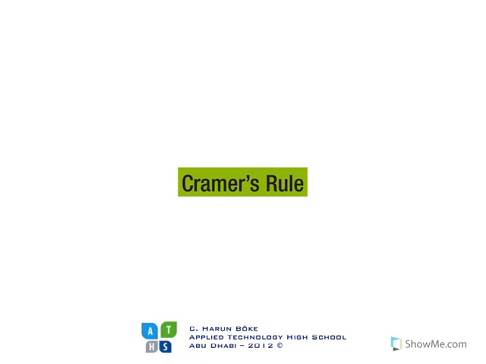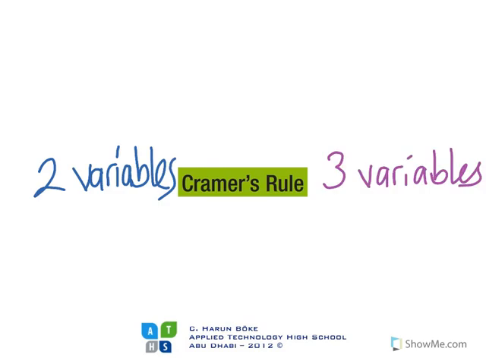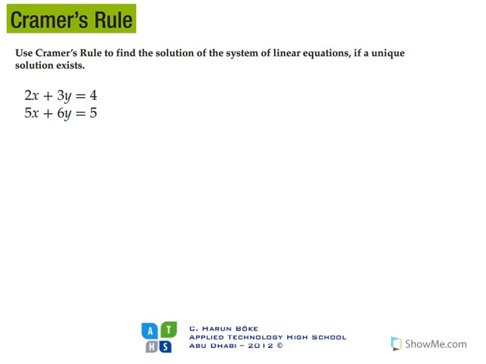In this video we are going to see how to solve systems of equations with 2 variables and 3 variables by using Cramer's rule. So in this question we are given a system of equations with 2 variables. First, let's write our coefficient matrix, which is 2, 3, 5 and 6.